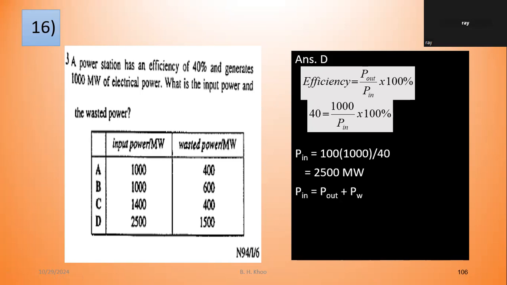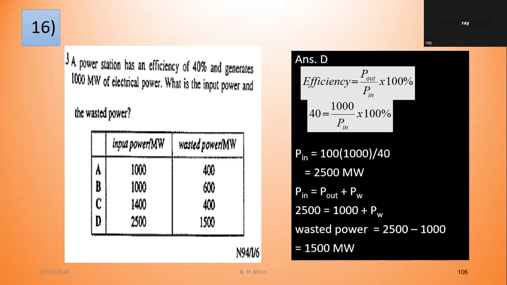Okay, can? Then conservation of energy: power input equals power output plus power wasted. Power wasted is 2,500 megawatt minus 1,000 megawatt, which is 1,500 megawatt.